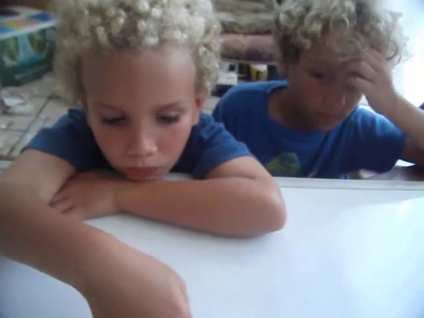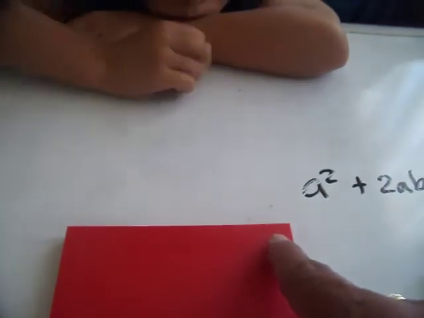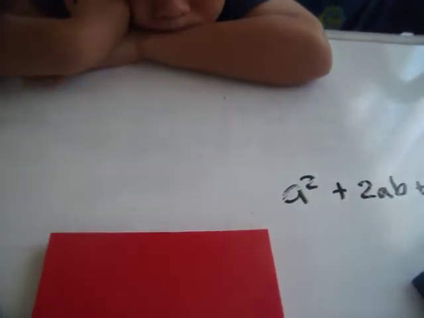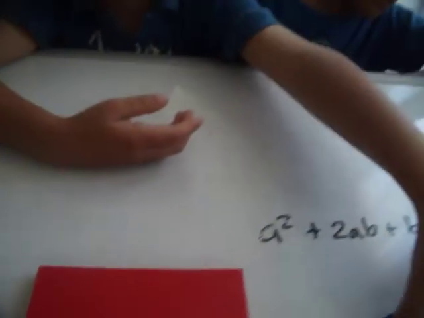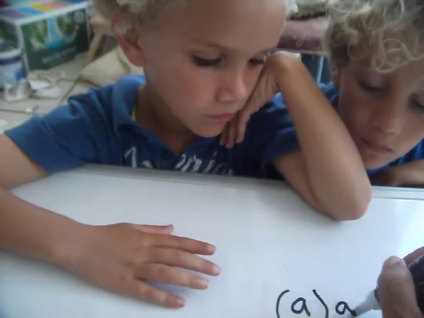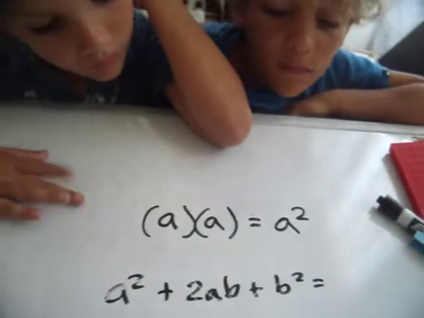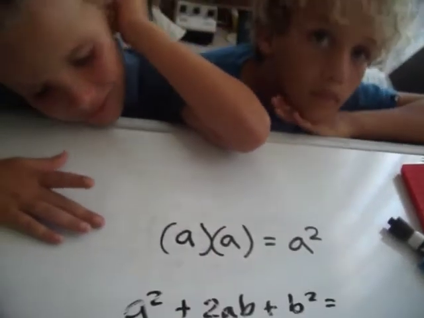That's pretty good for 6 and 7, I'd say. So one side of this is A, right? Very good. And the reason why we call it an A squared is because A times A is A squared. Aren't the factors right? And now I can put any number in for A.